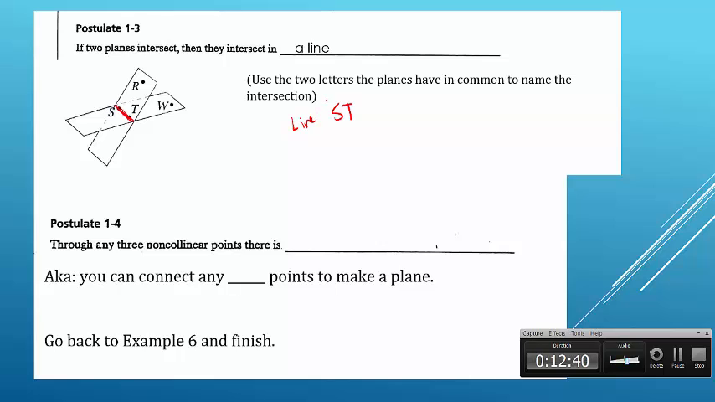And that's about it. The last rule is through any three non-collinear points, there is a single plane. For example, if I draw 3 points that are not in a line, there's exactly one plane that goes through them. I could draw it like a triangle, a rectangle, a pentagon, or a whole bunch of different things, but there's only one surface that goes through those points. In short, any 3 points can be connected to make a plane as long as they're not in a line.